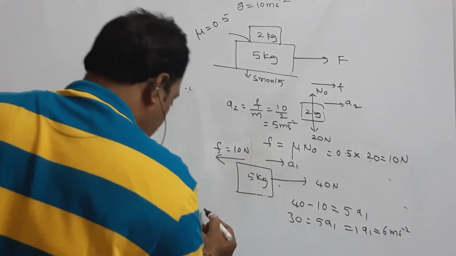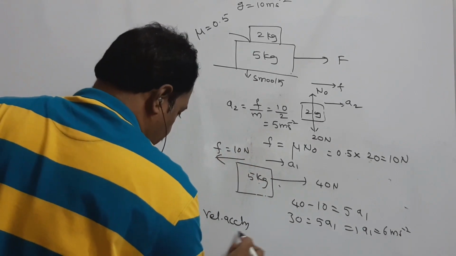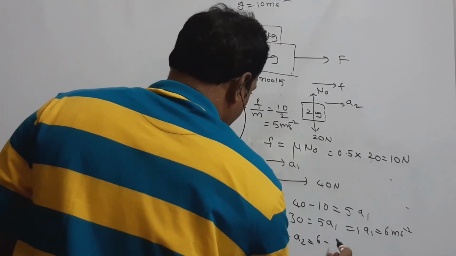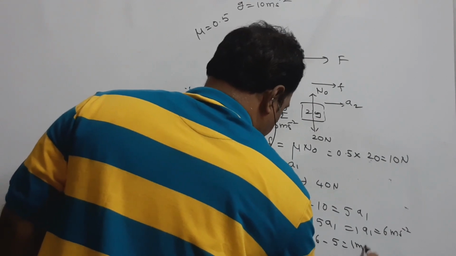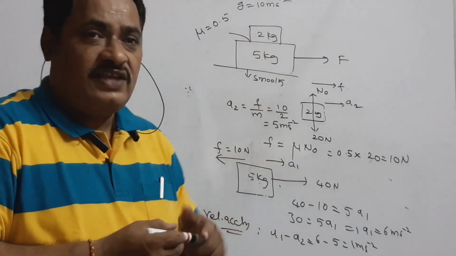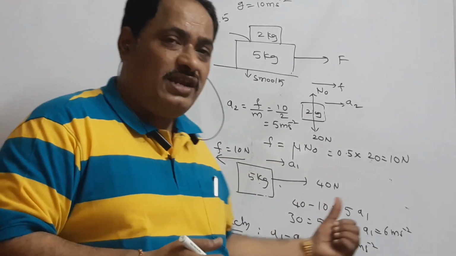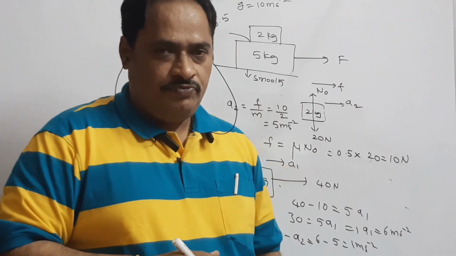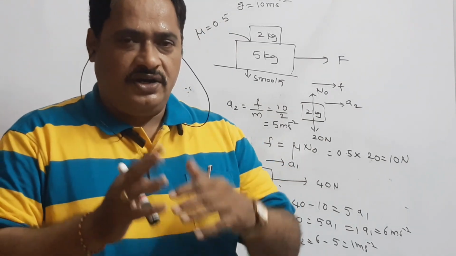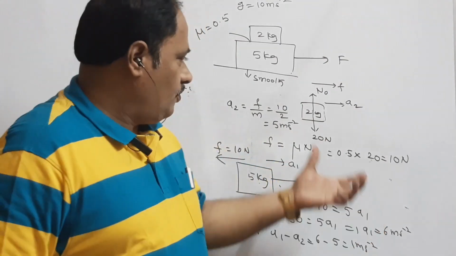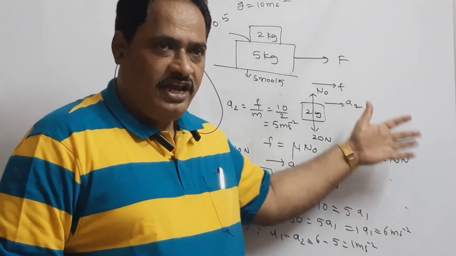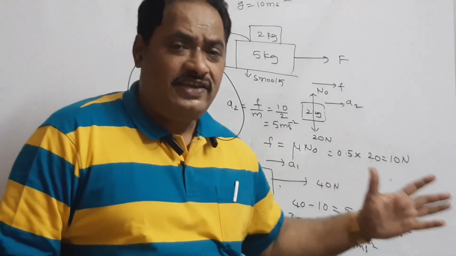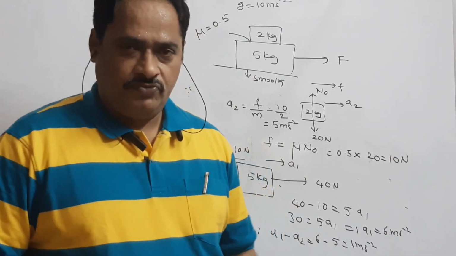Hence, the relative acceleration, which is A1 minus A2, 6 minus 5, is 1 meter per second square. That means the upper block will move with 1 meter per second square in the backward direction with respect to the lower block. In this way, if the A value is greater than A dash, we have to draw the free body diagram and go for the individual accelerations. Then we can analyze the motion of the blocks. Is it clear to you?